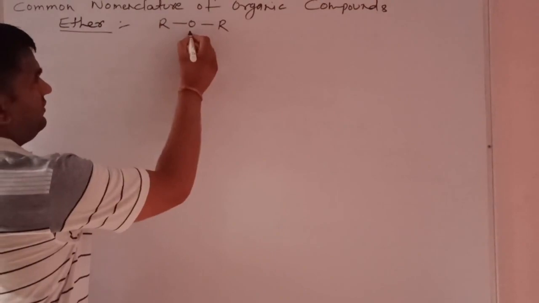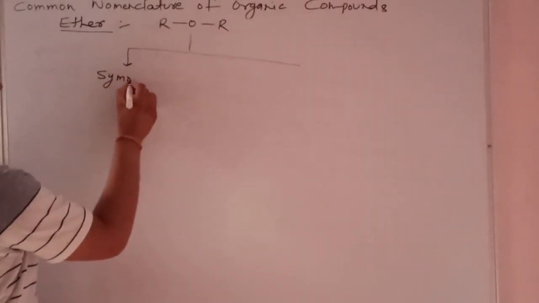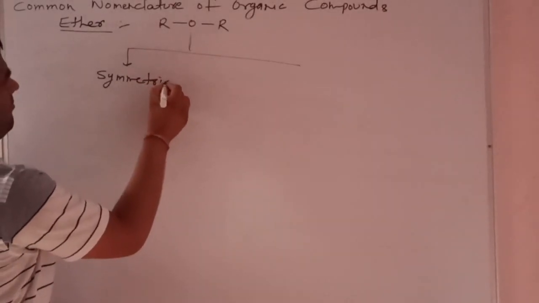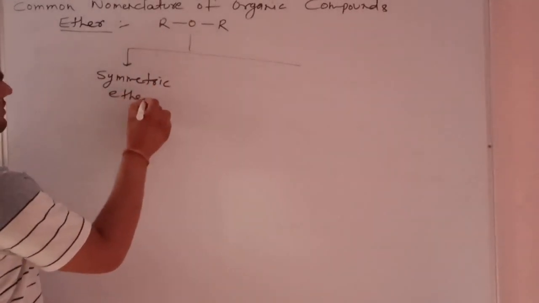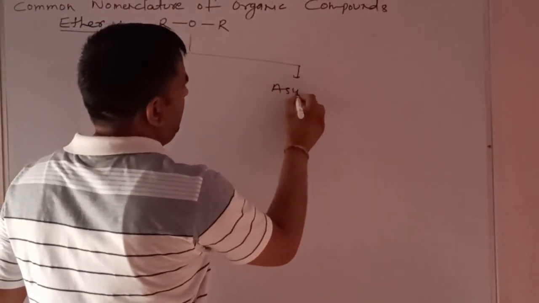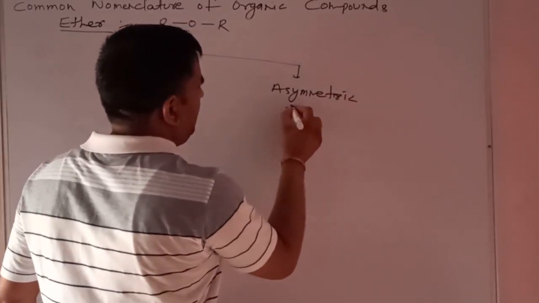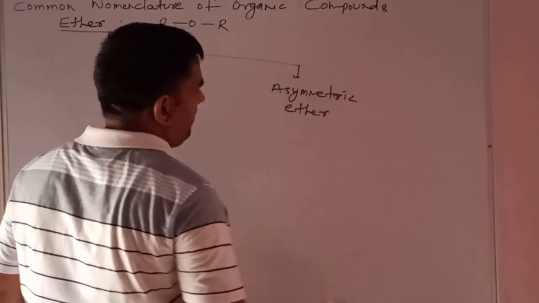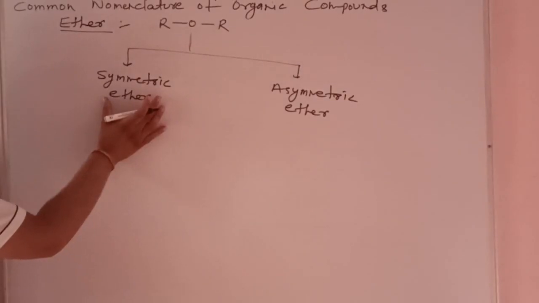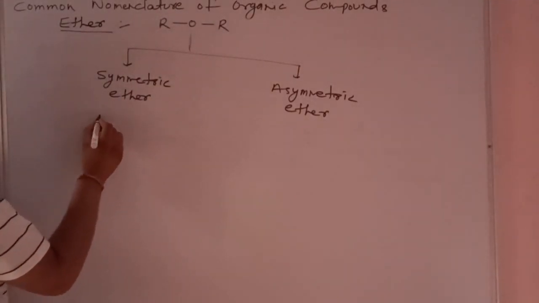In ether we have two conditions. The first condition is symmetric ether, and the second condition is asymmetric ether. In symmetric ether both hydrocarbon chains are the same, ROR.